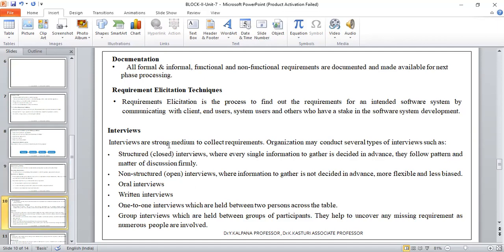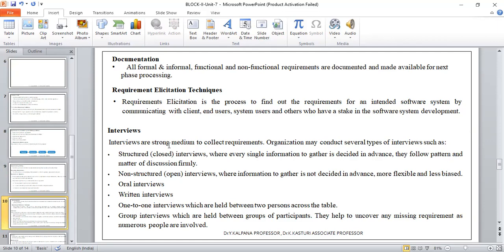And the requirement elicitation techniques. What are the techniques we can use to gather the requirements from the client or the end user? There are many techniques available, to find out the requirements for a software system by communicating with clients, end users, system users, and others who have a stake in the software system, who have interest, who are involved in the software system development.